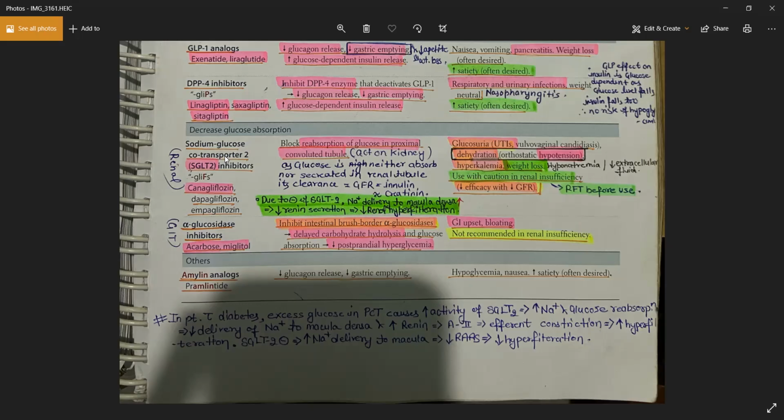By inhibiting the SGLT2 receptors, you are actually inhibiting the RAS. Can anyone tell me why I'm inhibiting the RAS by inhibiting these receptors?